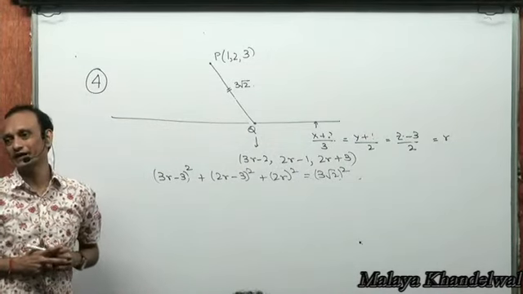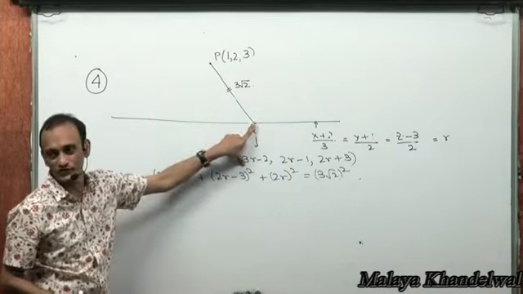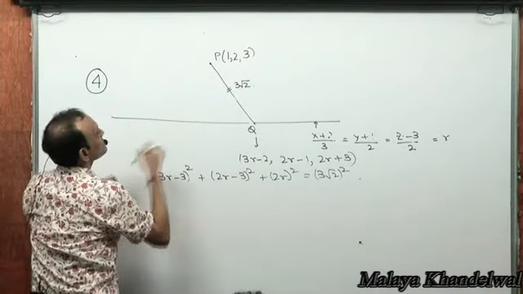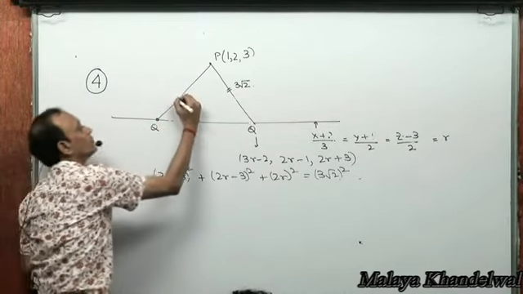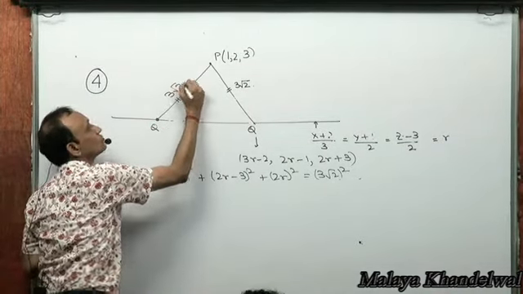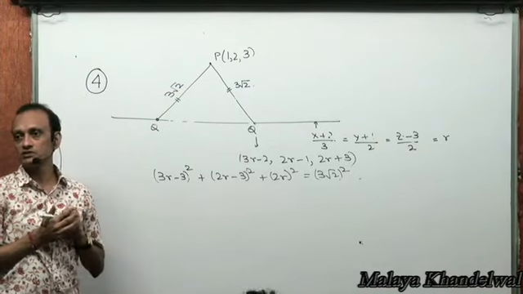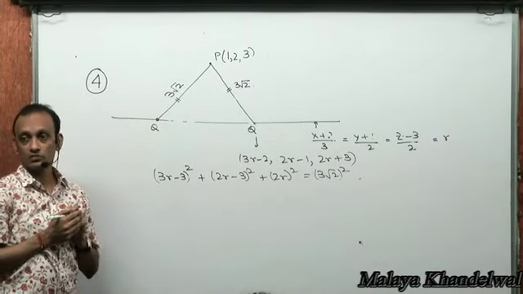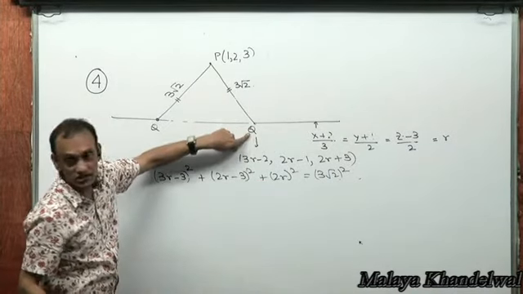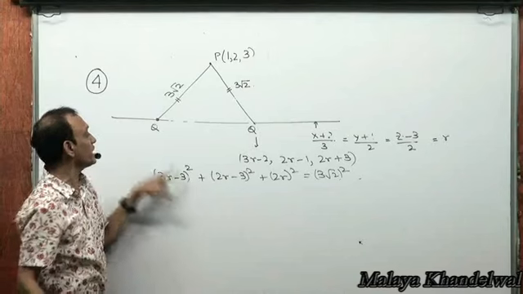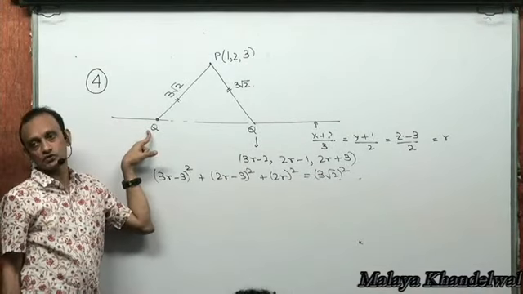Obviously you expected a quadratic in r because there can be two such Q's. One Q can be like this, the other Q can be like this, isn't it? These are two possible locations of Q at a distance 3 root 2. So one value of r will give me the coordinates of this Q. The other value of r from this quadratic will give me the coordinates of the other Q.